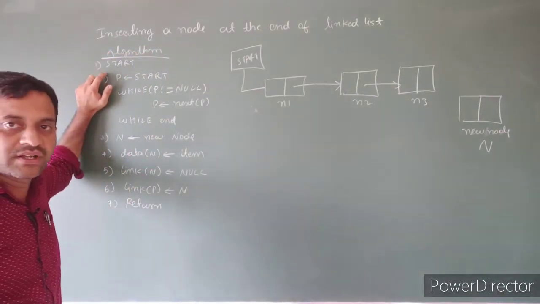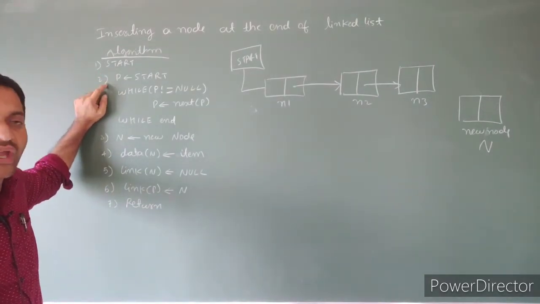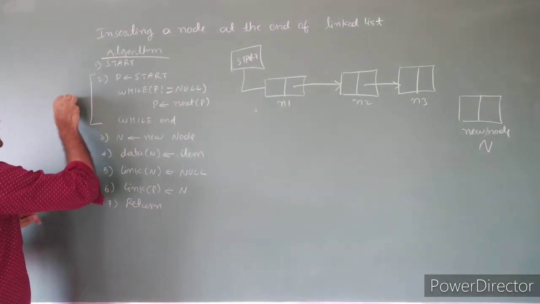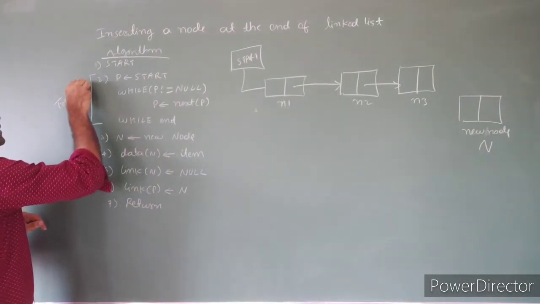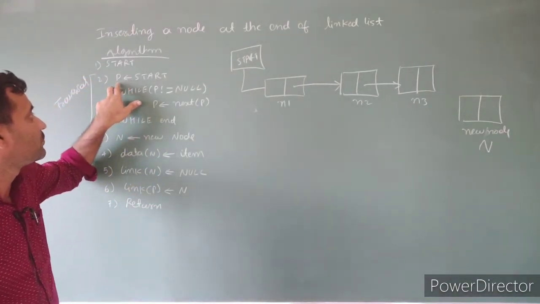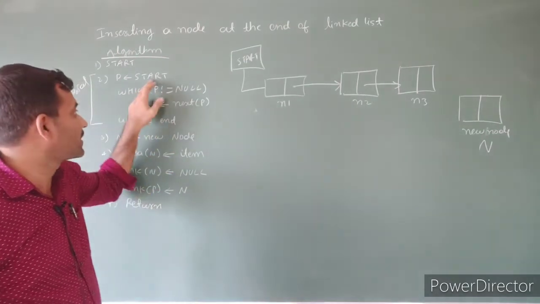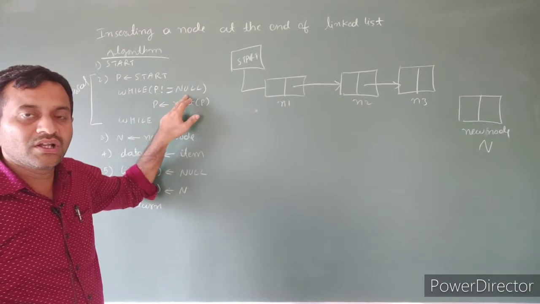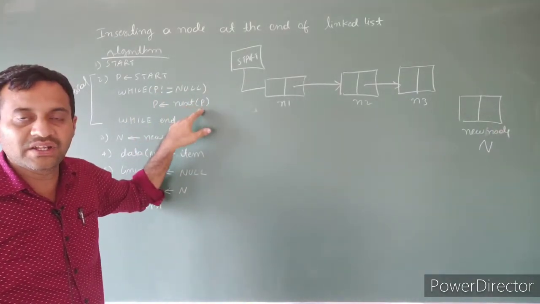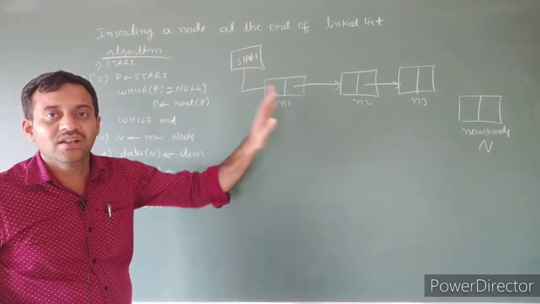First, at the beginning of the algorithm, there is the pointer start. Then in step 2, we have to traverse. This is for traversing the linked list. How to traverse? Say P is equal to start. P is a temporary node. For the temporary node, we assign the starting address. While P's next is not equal to null, just move on to the next node, that is P equals next of P, the link part of P. So P reaches the last node.